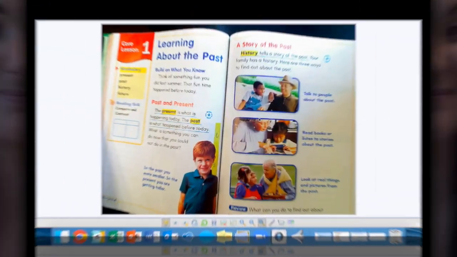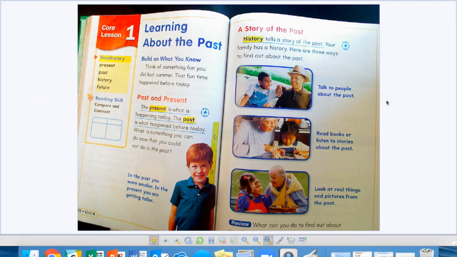Now we're going to read our Lesson 1, Learning About the Past, and then we will make our interactive notebook. Let's get started. Lesson 1, Learning About the Past. Over here you will see the 4 vocabulary words we just talked about: present, past, history, and future. Think of something fun you did last summer. That fun time happened before today. So that was something that happened in the past.